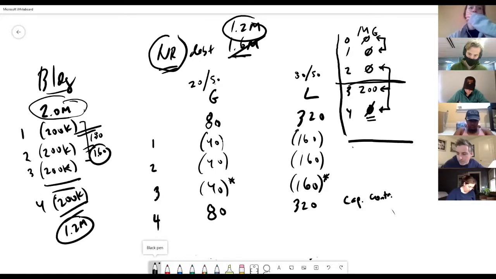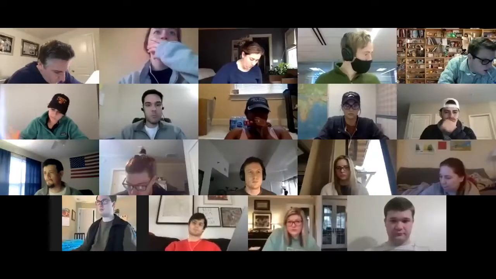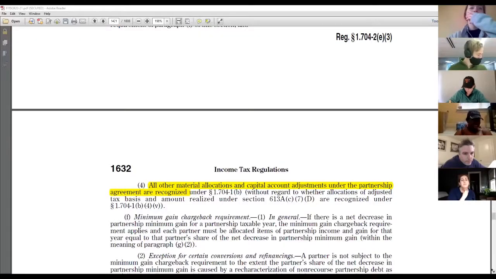So our minimum gain went down. So that normally triggers a minimum gain chargeback. It normally requires us to charge back income to the partners. But there's an exception here. Let's look at -2F.